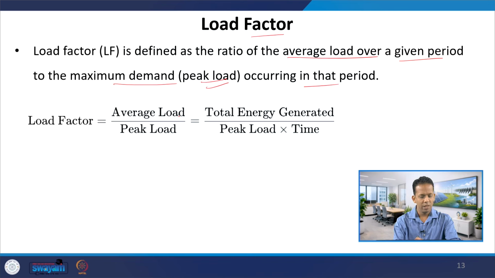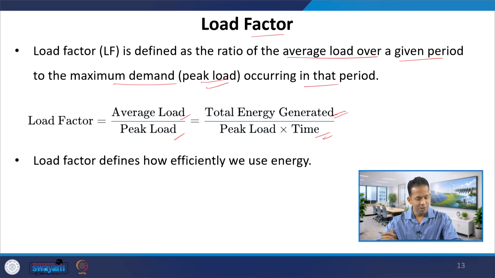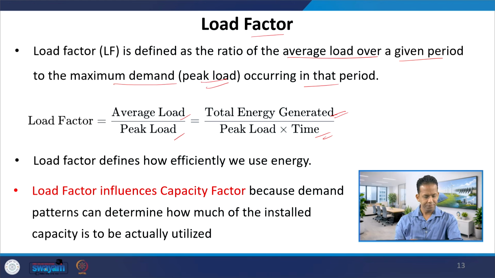In terms of definition, it's average load by peak load. Average load is total energy generated, peak load is the maximum demand into time. So it determines how efficiently we are using the energy which is produced. Capacity factor tells us how much of the energy is actually produced compared to its rated capacity, and once that energy is produced, how efficiently we are able to use it is determined by the load factor.